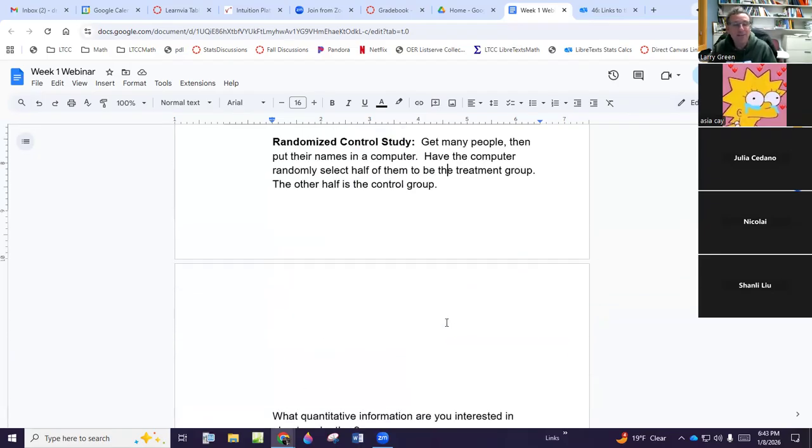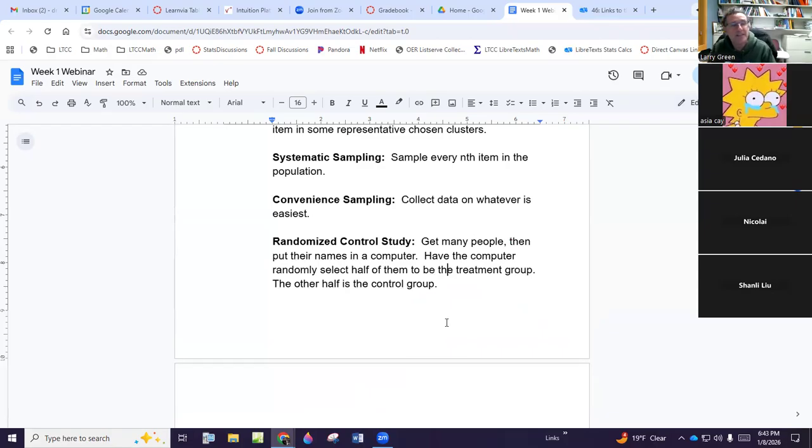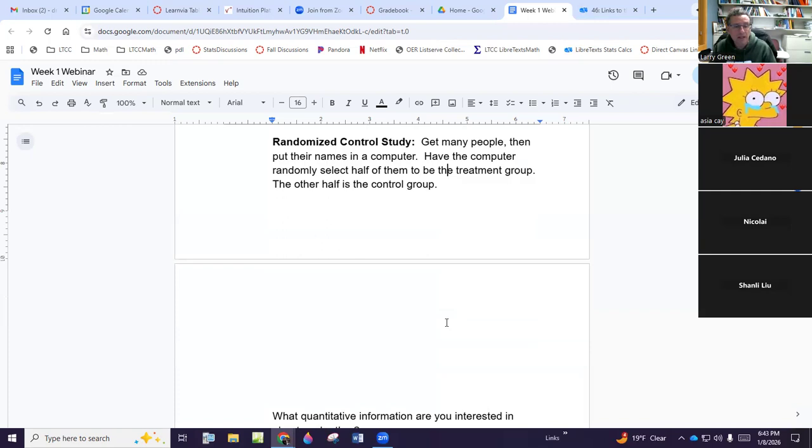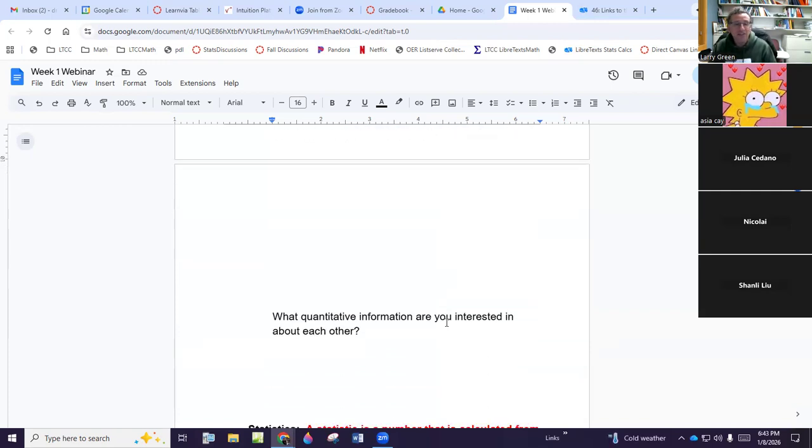Any questions on these main types of surveying? These are the main types people use. There are some others, but not in elementary stats. Any questions? Okay. So here's something I have a question for you. What quantitative information are you interested in about each other? First person who puts something in the chat box, we're going to ask.